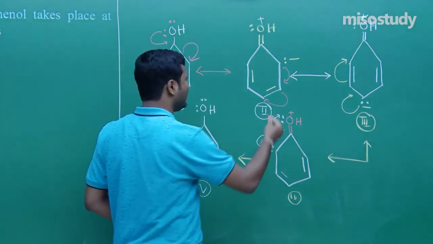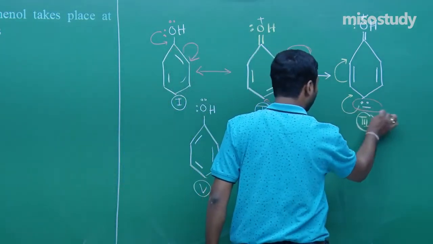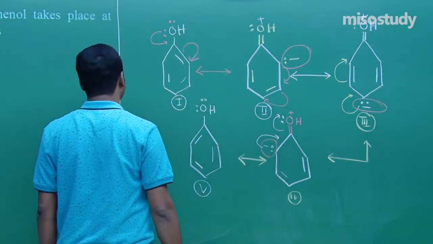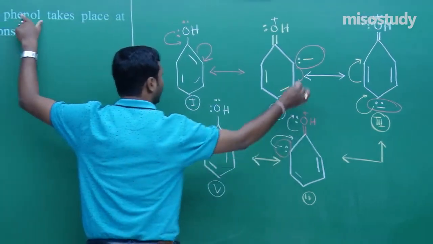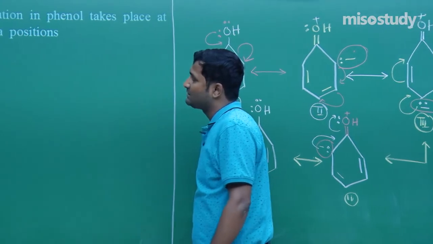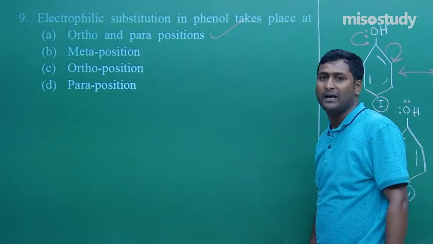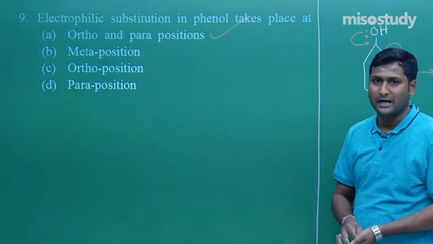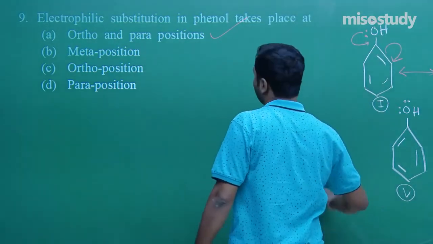Now look at this. This is the ortho position, electron density maximum. This is the para position, electron density maximum. This is the ortho position, electron density here. So electrophilic substitution reaction in phenol will take place at ortho and para positions. So what is the answer for this question? It is very simple, ortho and para position. So for question number 9, A is the correct option. Clear, friend? Now I'm going to rub this part and we'll discuss the next question.